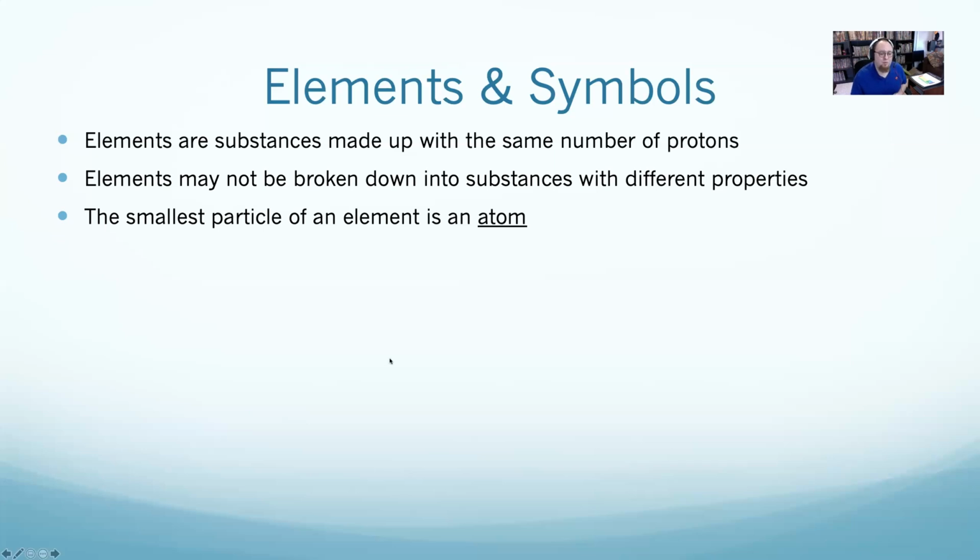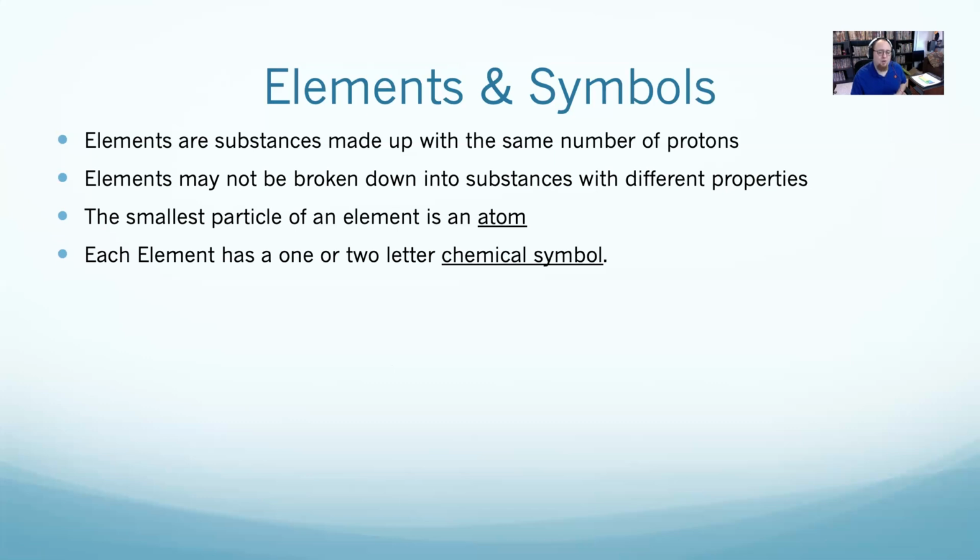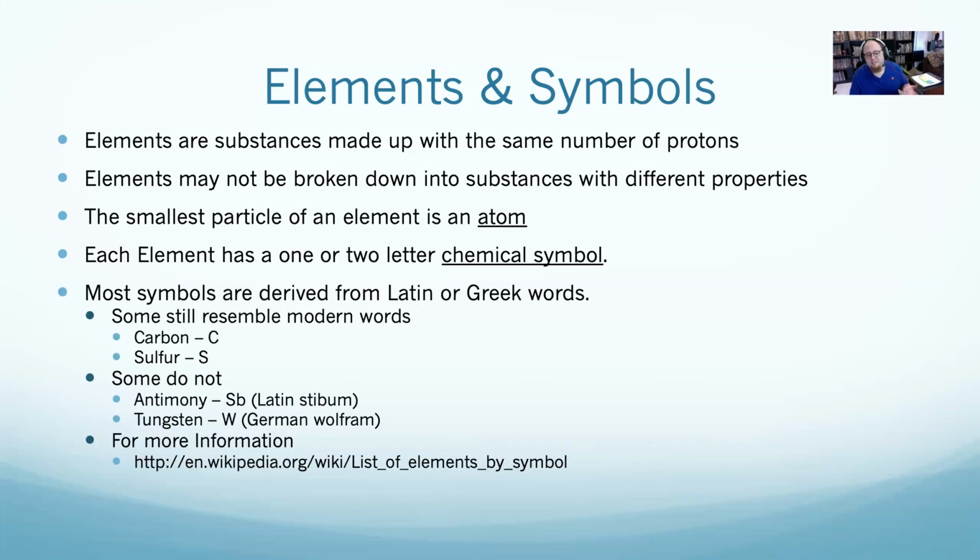Now, each element will be defined by its chemical symbol. A chemical symbol is either a one-letter or two-letter thing, just to represent what it stands for. Most of them are based off Latin or Greek words. Some of them still match common names, some of them don't. But it's just a symbol to represent each element. So like carbon is C, sulfur is S. Those are kind of obvious ones. If it's one letter, it'll always be capital.